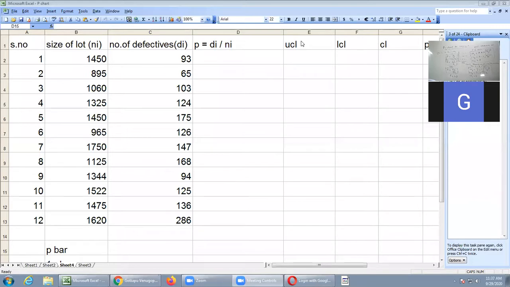Is it clear? All of you able to see the screen? And all of you able to hear my voice? If it is clear, I will continue with the P chart for varying n problem.